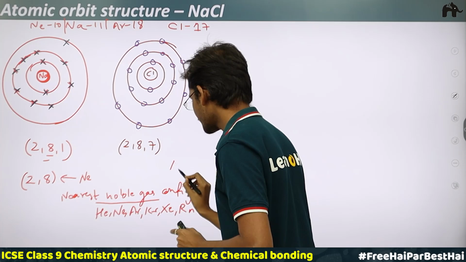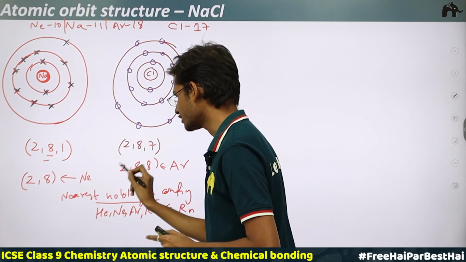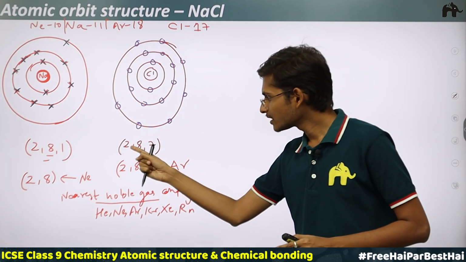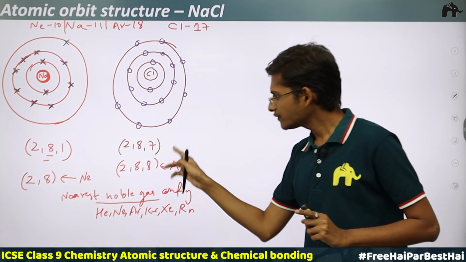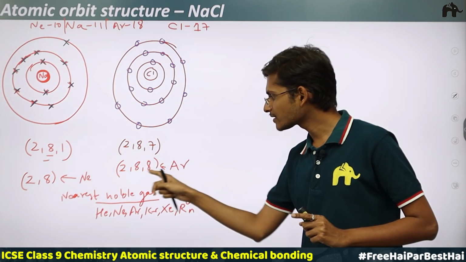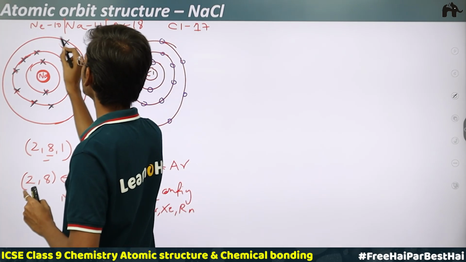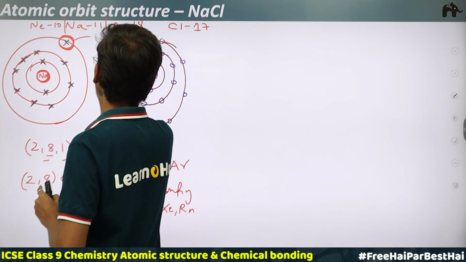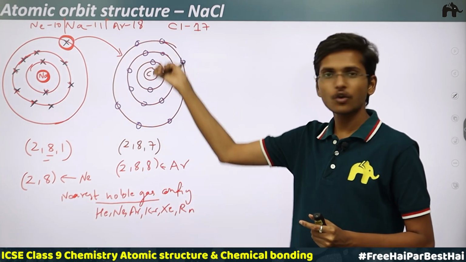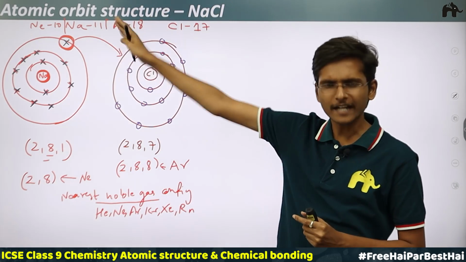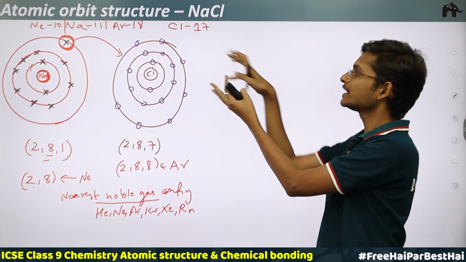How? See, argon's atomic number is 18, so its electronic configuration is simply 2, 8, 8. Now see, chlorine is just short of 1 electron from the nearest noble gas configuration, right? If the chlorine gets 1 electron here, it also becomes 2, 8, 8. Understood? So the electron which is lost by the sodium is being accepted by the chlorine atom. So the sodium atom loses that electron, the chlorine atom gains that very electron, and here happens the transfer of electron, the losing of electron, the gaining of electron.